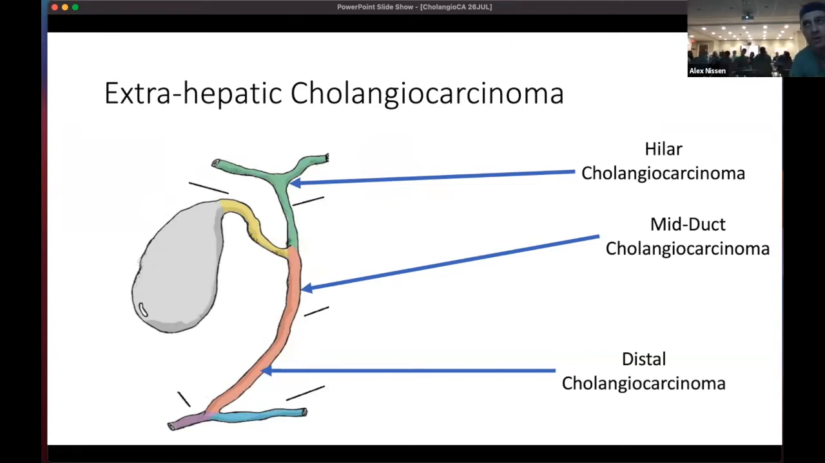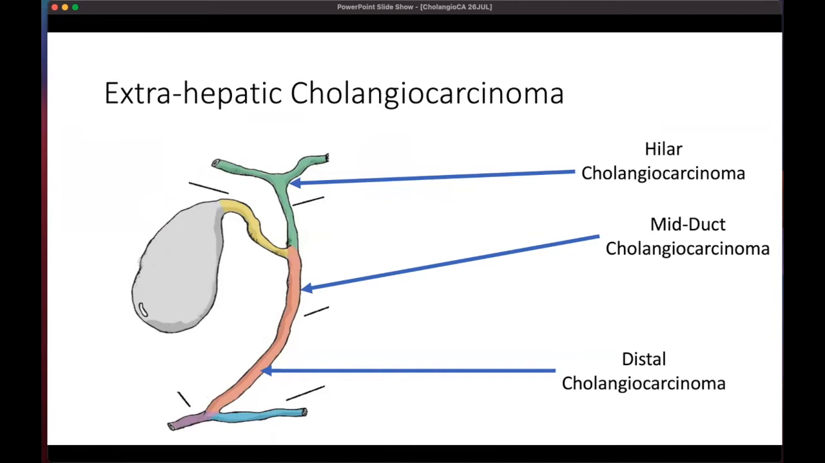So a mid-duct could potentially be dealt with an isolated bile duct excision and a hepaticojejunostomy, but a distal would typically require a Whipple or a pancreaticoduodenectomy. Right. So the one thing you don't want to do is a liver resection and a Whipple. And so that's where the mid ducts become a little bit of a challenge.